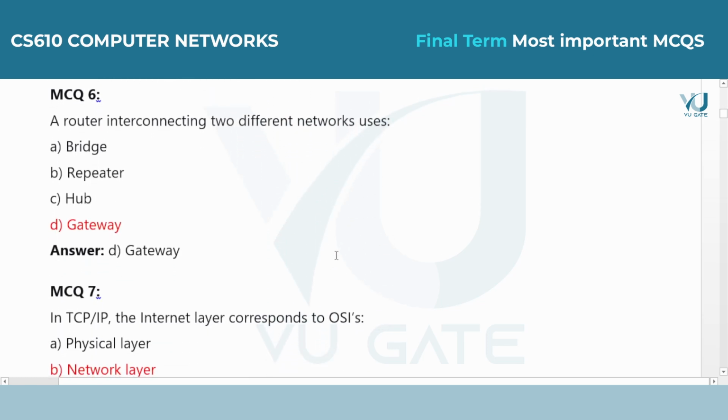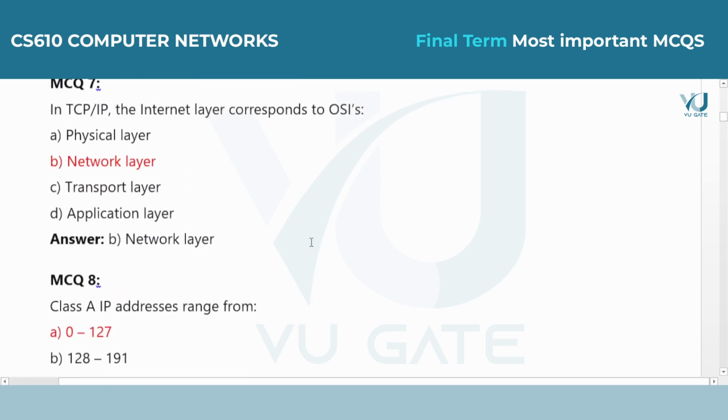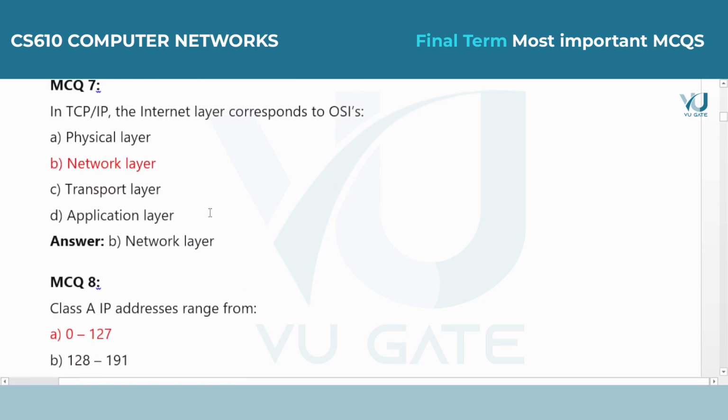MCQ 6. A router interconnecting two different networks uses. Answer: D, gateway. Concept: a gateway acts as a translator between different network architectures or protocols, allowing them to communicate seamlessly. MCQ 7. In TCP/IP, the internet layer corresponds to OSI's.